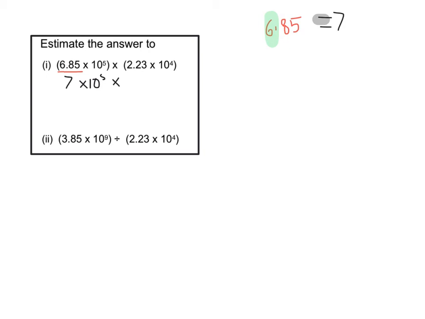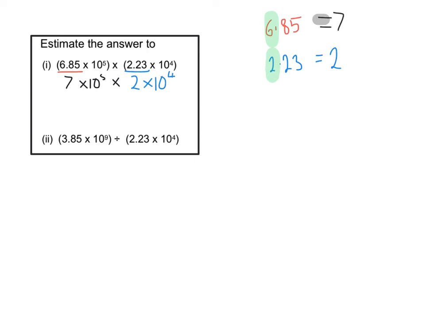And the same with here, the 2.23. Is that closer to 2 or 3? Because we're looking again at the first significant figure. Well, it's closer to 2. So that would be 2 times 10 to the power of 4.